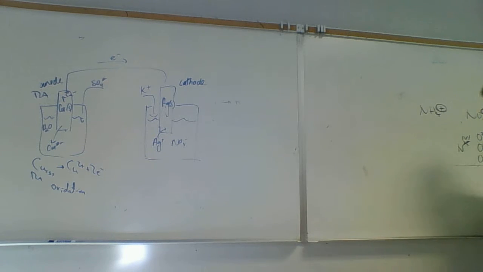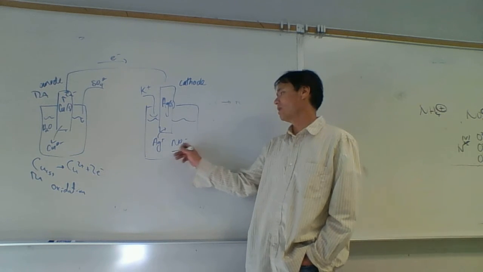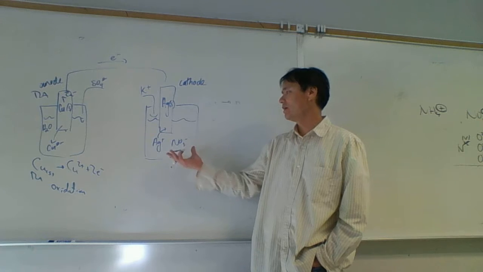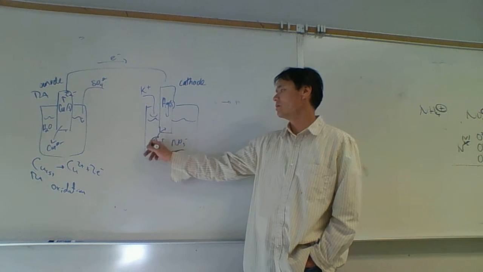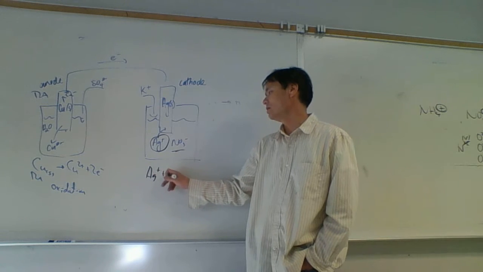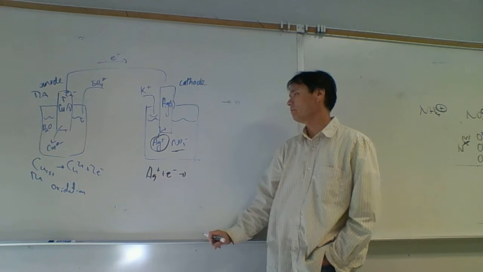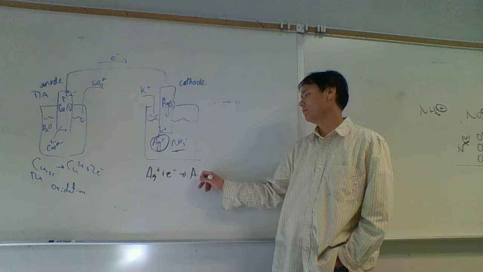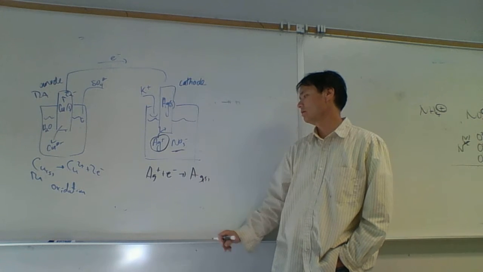Nitrate's a very strong oxidizer. However, we need that H+ though, and in this case we don't have any H+, therefore it's going to drop in rank, and this looks good. So silver ions will be taking the electron to form silver metal, silver solid.